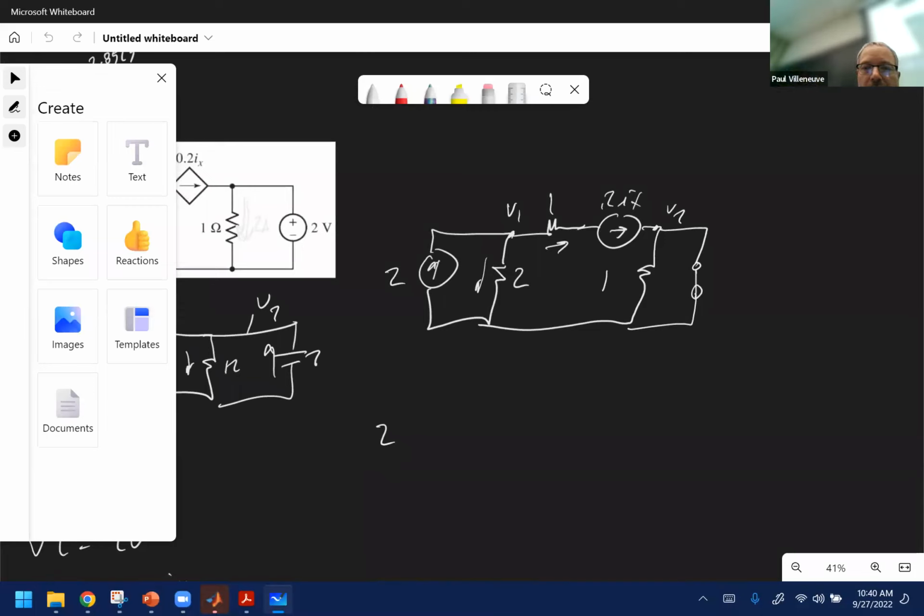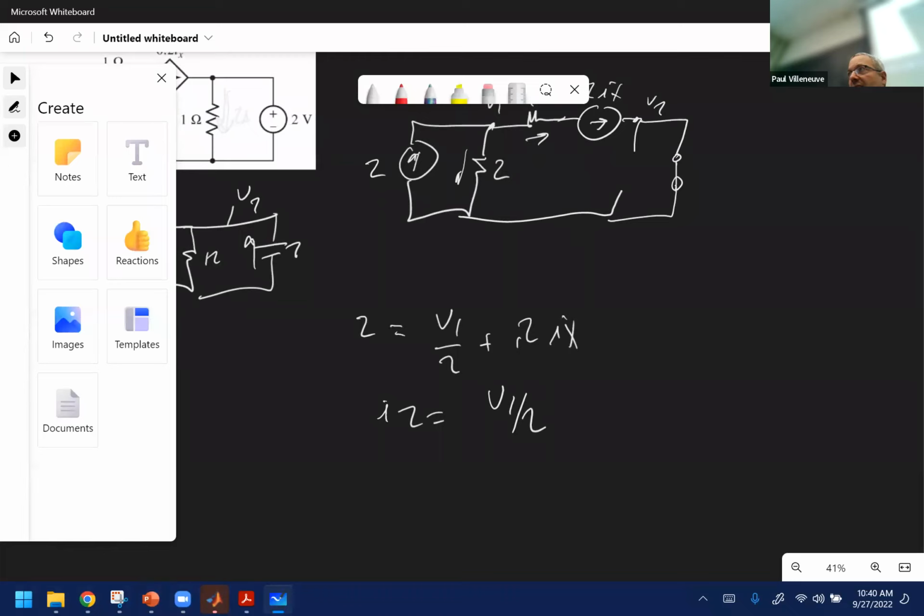So this one we said was erased. That doesn't exist. So we have 2 going in is going to be equal to V1 over 2 plus 0.2 Ix. Now we have to write an equation for Ix. V1 over 2. That's basically all Ix is going to be equal to. So now we'll put this in standard form.